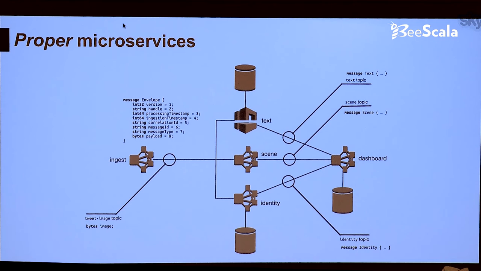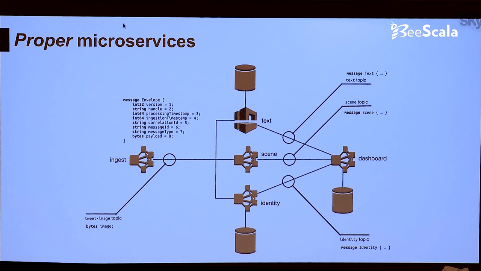In any case, looking at the topics that we have, a tweet image topic where the payload is simply the array of bytes that make up the image, you know, the JPEG bytes and the PNG bytes and whatever. Then we have the topic called text. The payload on that is a text message. We'll see the definition of it in just a moment. On the scene topic, we have the scene message, which again is defined in some richer way. Identity is the same deal.